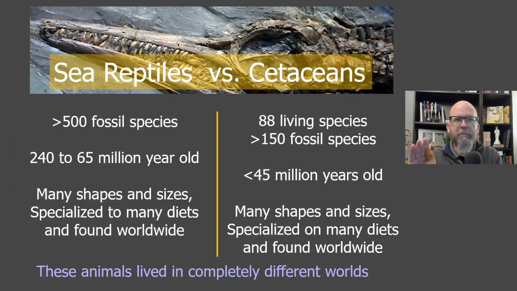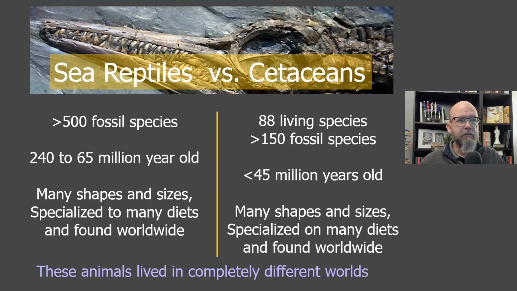Right, so a brief comparison between the two. Sea reptiles, more than 500 known species, but all extinct. They've spanned the range in terms of the geological column between 240 and 65 million years. So those 500 species are spread across a long period of time. There's no single time slice in which all of those are present. They came in lots of shapes and sizes, specialized in many diets, and they're found worldwide in marine rocks.